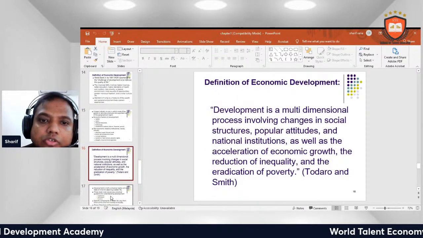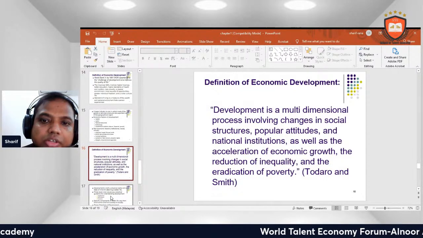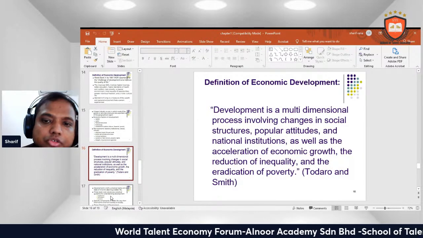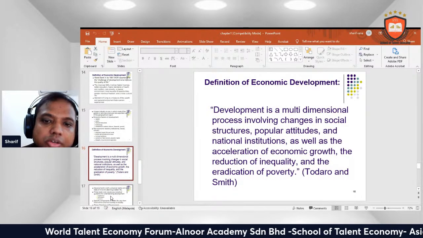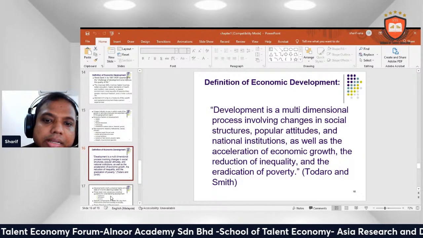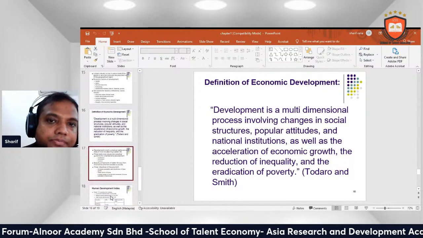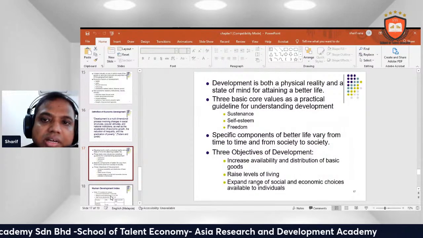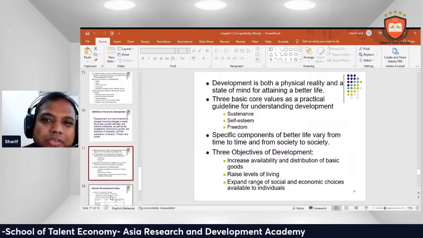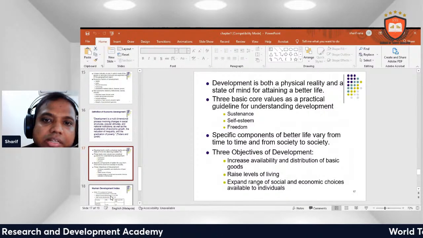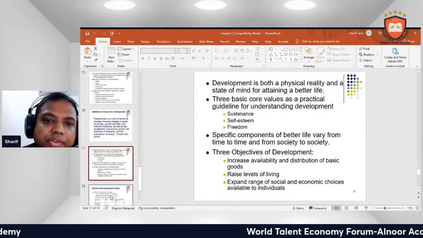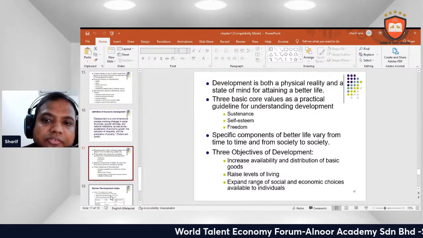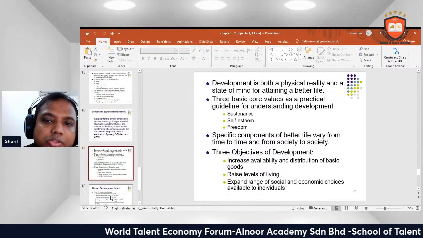Development is a multi-dimensional process involving changes in social structure, popular attitudes, and national institutions, as well as the acceleration of economic growth, the reduction of inequality, and the eradication of poverty. Development is both a physical reality and a state of mind for attaining a better life. Three basic core values serve as practical guidance for understanding development: sustenance, self-esteem, and freedom. The components of a better life vary from time to time and from society to society.